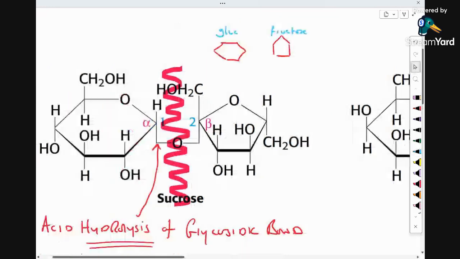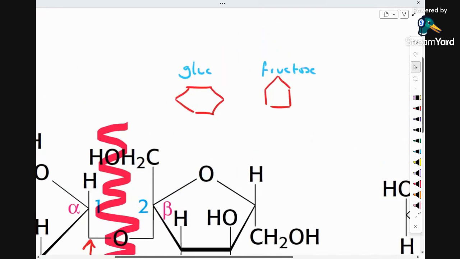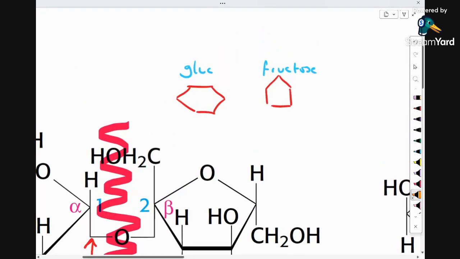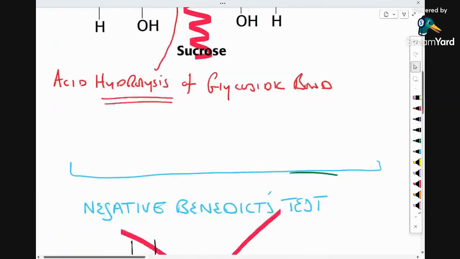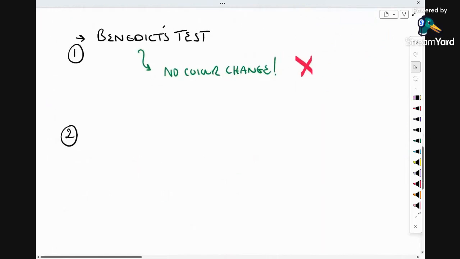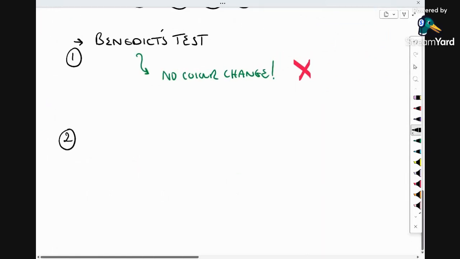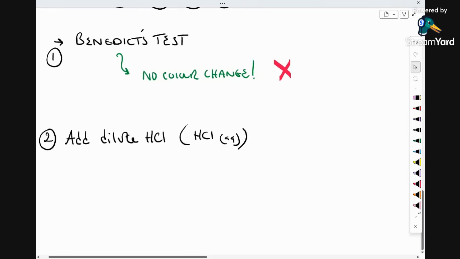If it's sucrose in this case, of course both of these are themselves monosaccharides, and all monosaccharides are reducing. So this is what we need to do. We need to add dilute hydrochloric acid. You could write this as hydrochloric acid aqueous, to the solution.